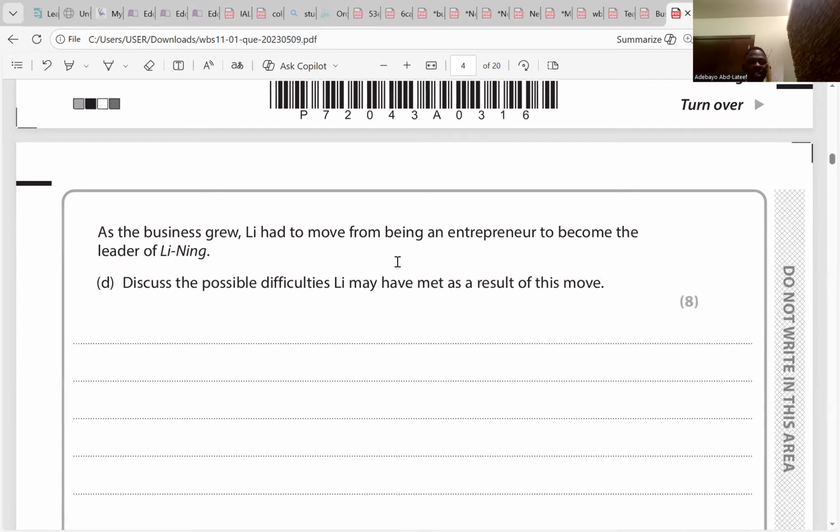For question D, they said, as the business grew, Lee had to move from being an entrepreneur to become a leader of Li-Ning. Discuss the possible difficulties Lee may have met as a result of this. So the business is becoming bigger. And as soon as the business becomes bigger, you start changing your mindset from being an entrepreneur to what? To a leader. So that means there's a transition from an entrepreneur to becoming what?